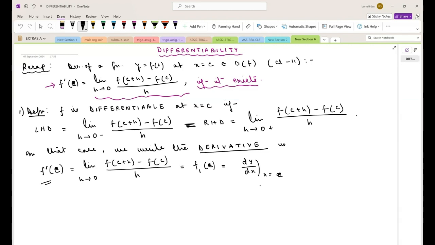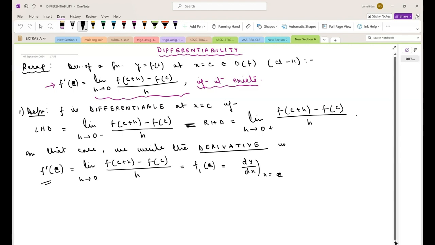Okay, so that is the main concept of the chapter, differentiability. Please remember one thing that is very, very important. Unless you prove that the function given is differentiable at the point c, you cannot write the derivative, that is f dash c, you cannot write at all. So that's the main thing.